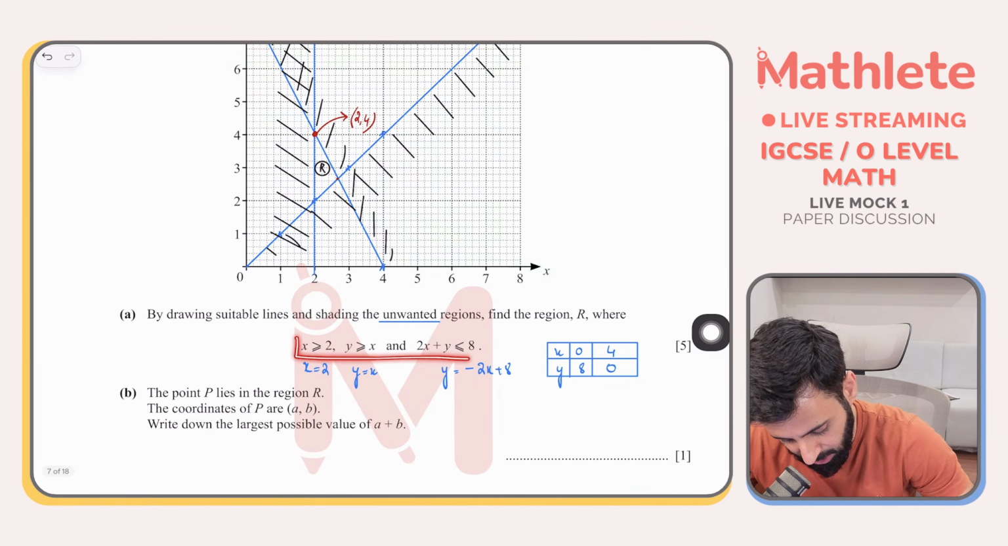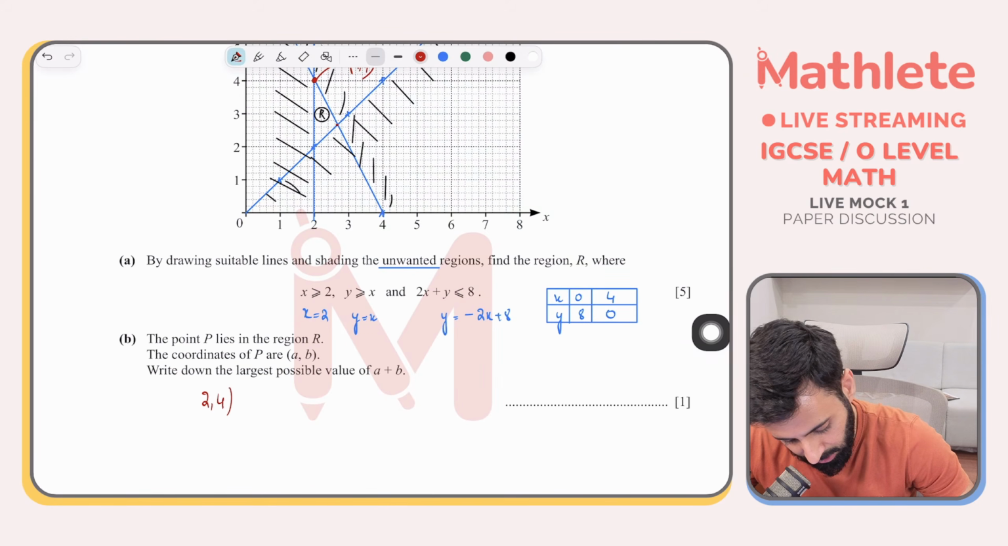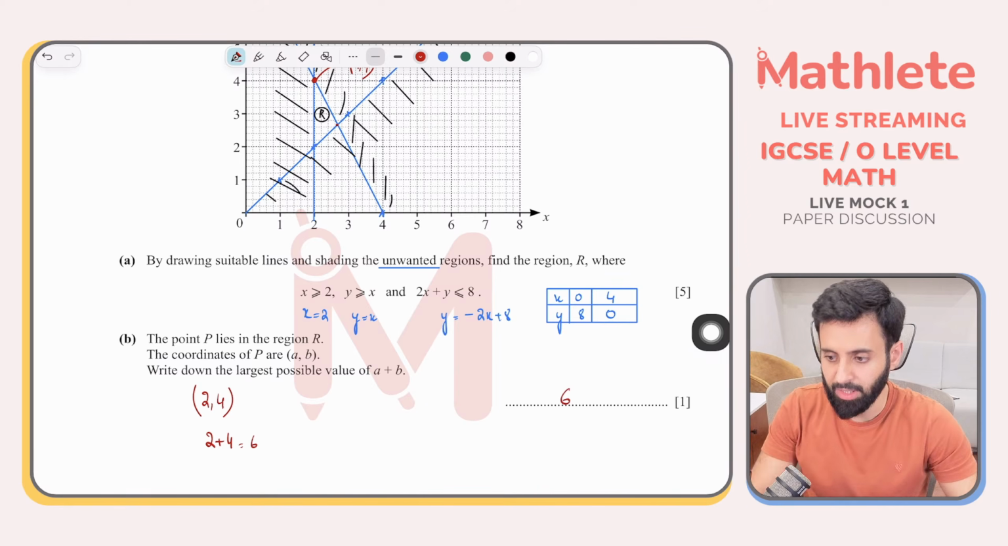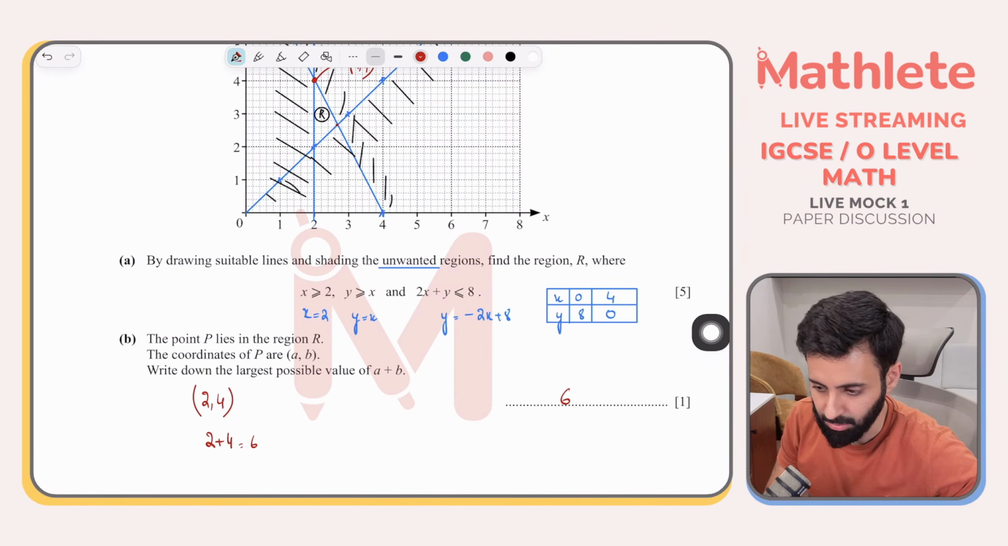Why? Because all these inequalities have an equal to sign with them. So 2, 4, and we have to find out the greatest possible value. So that means the x coordinate plus the y coordinate is equal to 6. Okay, so you need to look for a point where if you add their coordinates together, x coordinate and y coordinate, you get the largest possible answer.